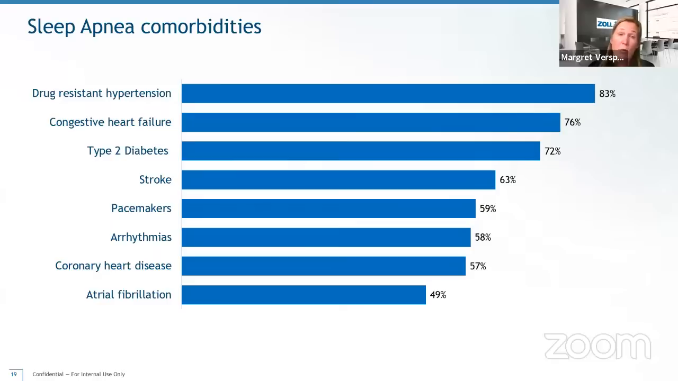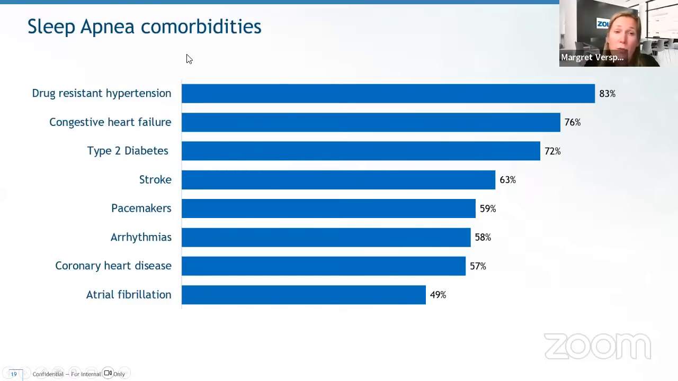You can also imagine that when you have such severe sleep apnea, with this blockage of the upper airway all the time, your oxygen saturation goes down the moment there is a blockage. You have a lot of arousals with increases of the heart rate. You can imagine that you will develop some comorbidities. What we see is that the most common sleep apnea comorbidity is hypertension, but congestive heart failure and diabetes are also common in patients with sleep apnea.